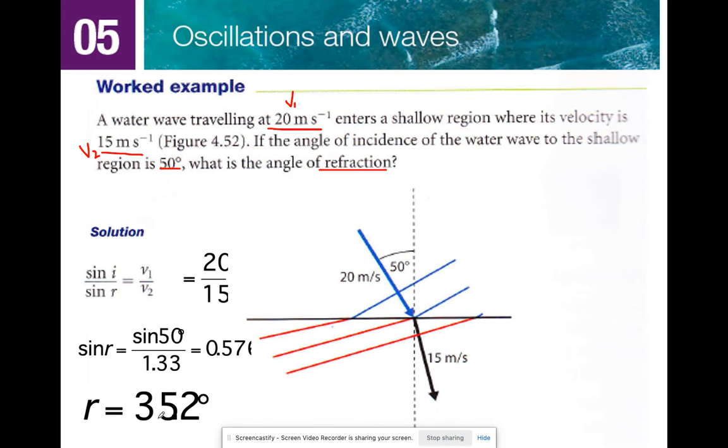So our answer is, you take the inverse sine, and you get an answer of 35.2 degrees would be the angle. So it goes from 50 degrees to 35.2 degrees.